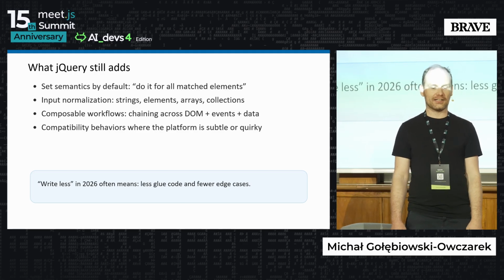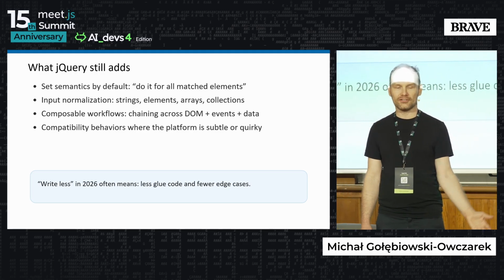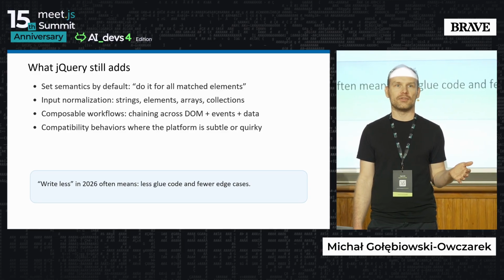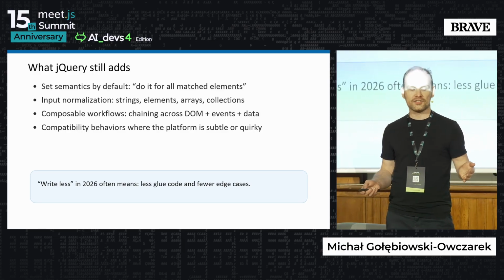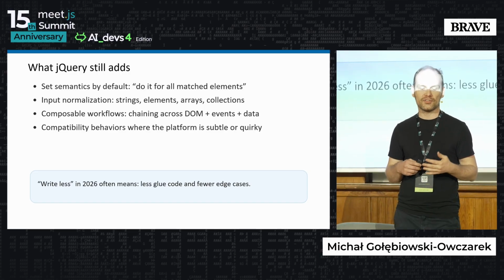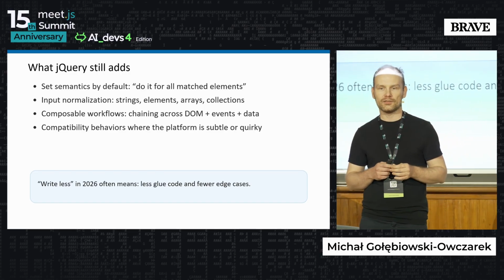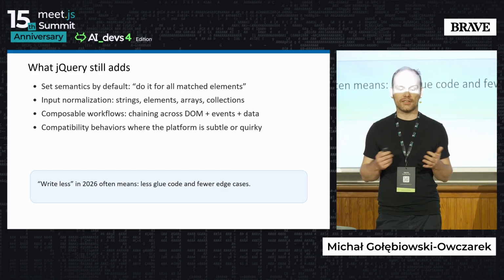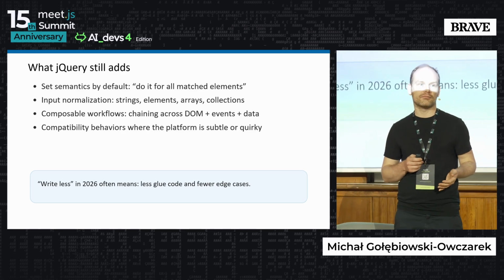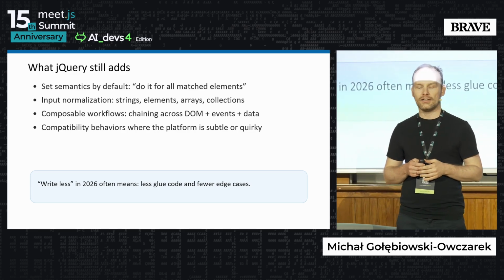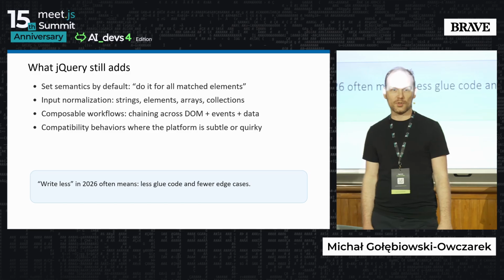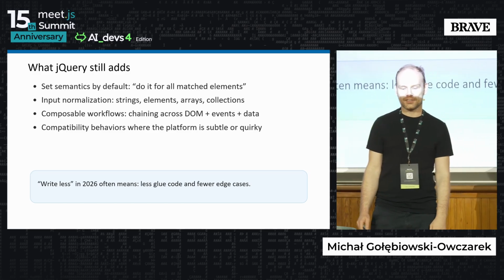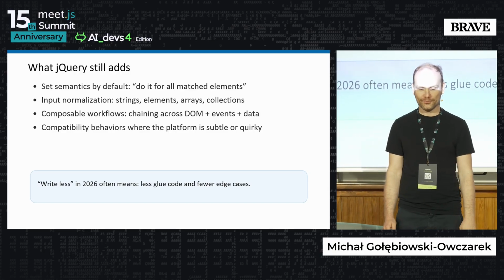So what does jQuery still add even nowadays? The set semantics: by default, do something for all matched elements. There is a lot of input normalization. You can call a method on an HTML string, on an element, on a jQuery object, on an array of elements. A lot of APIs support various input types. There are composable workflows. You can chain across DOM, events, and data, and this gets really small if you need to operate, especially on multiple elements. And there are still some compatibility behavior tweaks where the platform is still a bit quirky.